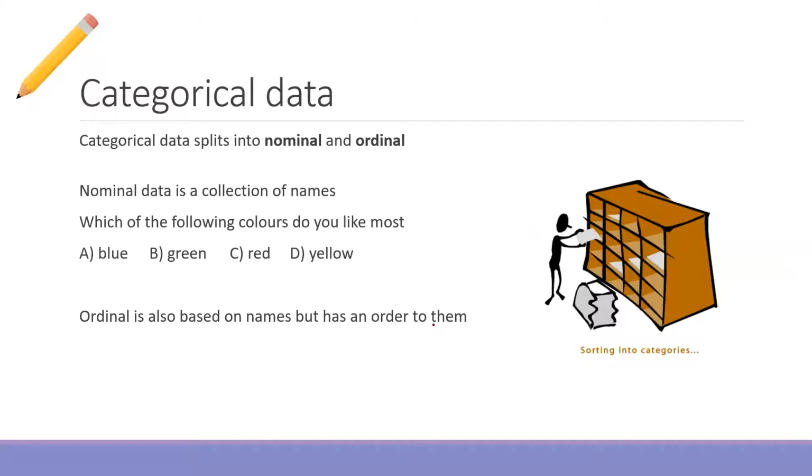So categorical data can be further split. Categorical data is split into nominal data and ordinal data. Now, nominal data is like a collection of names. That's what the word nom means. It does not mean to eat lots of food, not like nom nom nom. In this case, it comes from the Latin word nomen, or the French word nom, which means name. Nominal data is a collection of names.